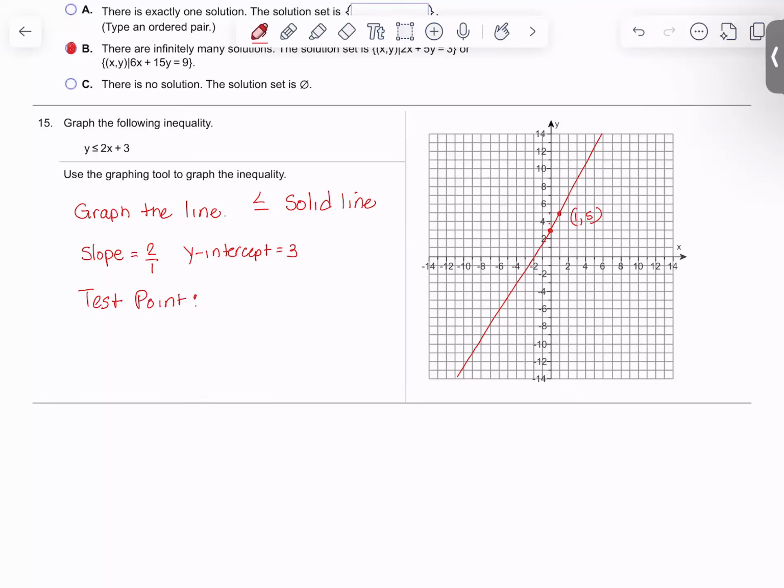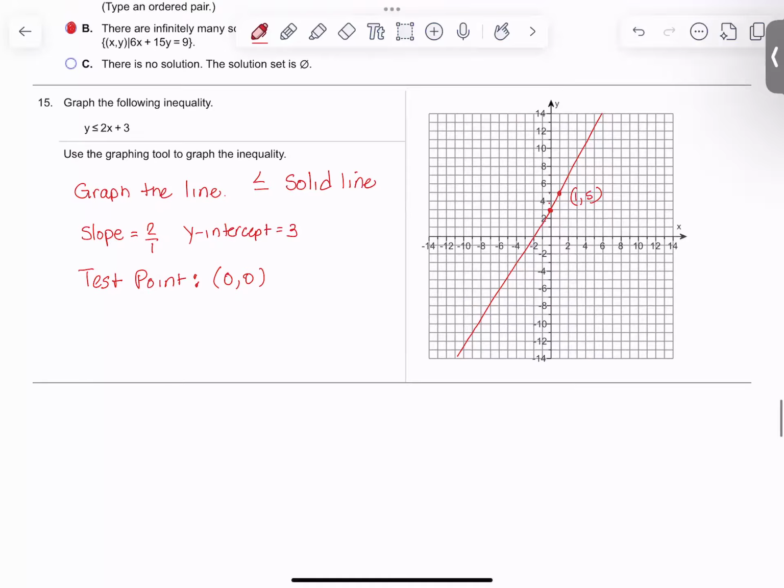And we're going to pick 0, 0. The origin is just the easiest thing to substitute. And then we're going to plug it into the y is less than or equal to 2x plus 3. So 0 for y, 0 for x. 0 is less than or equal to 3. That's not true.